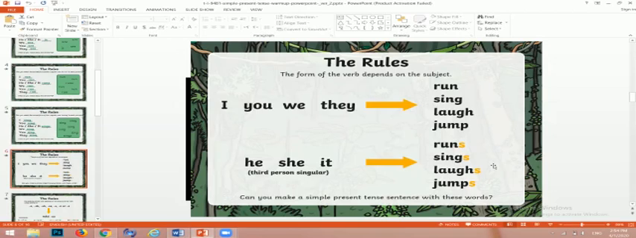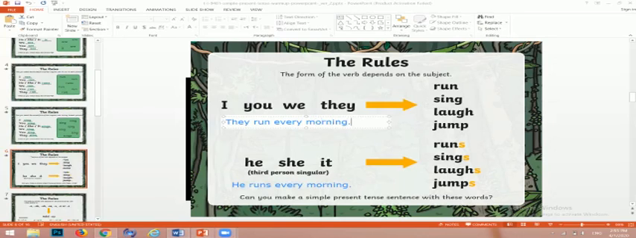So, how to form the verb depends on the subject. With I, you, we, or they, we don't add anything to the verb. We just write it as it is. I run, you sing, we laugh, they jump. Again, with the subjects I, you, we, they, we don't add anything to the verb. Run, sing, laugh, jump. No S or ES or anything. Just leave it as it is.